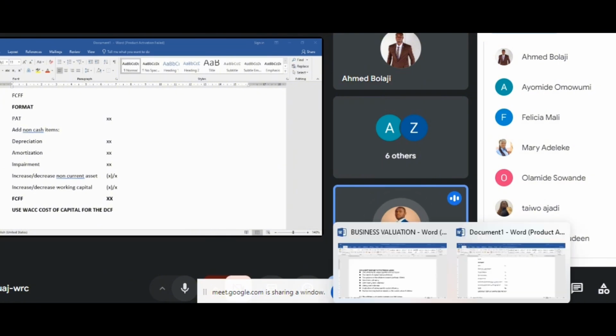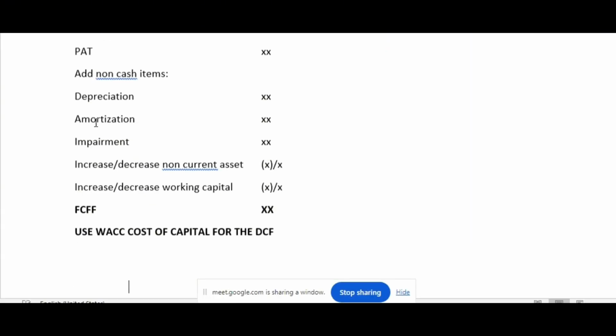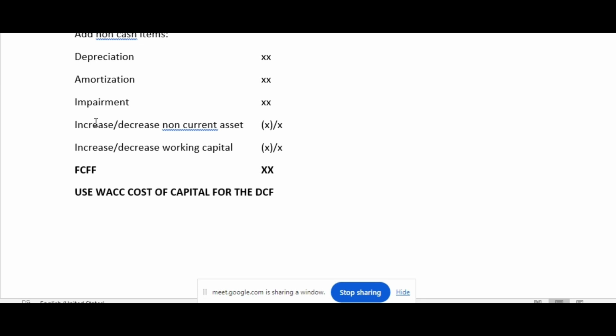Okay, this is free cash flow to the firm. Now, what is free cash flow to equity, class? Free cash flow to equity. Now, don't forget, I mentioned something. I said I want to show you something on working capital. Let's say you are preparing free cash flow for 3 years.